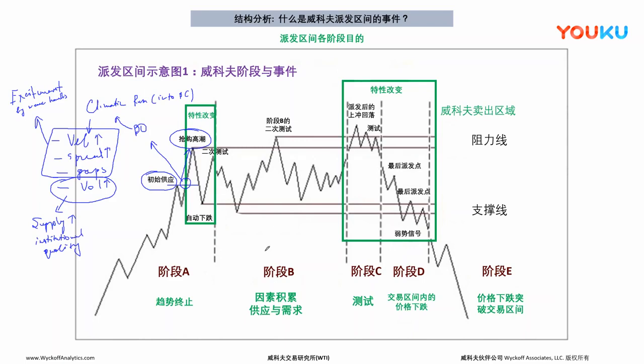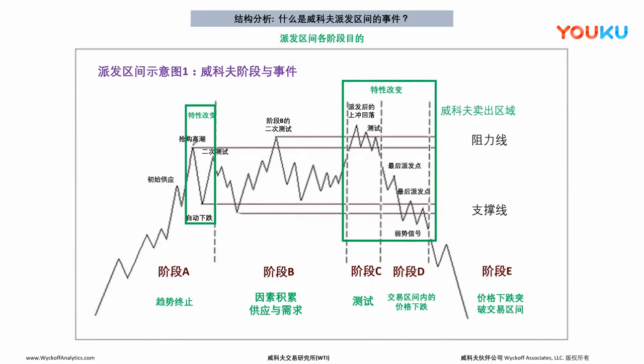So the preliminary supply and the climactic run can be seen as institutional distribution during the advance. The next element of the distribution could come on the automatic reaction. An automatic reaction is also a part of the reaccumulation. So a very common question from our students is, how do we know whether this is a reaccumulation or a distribution?